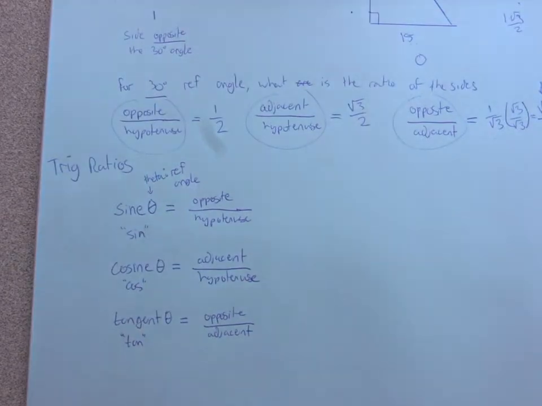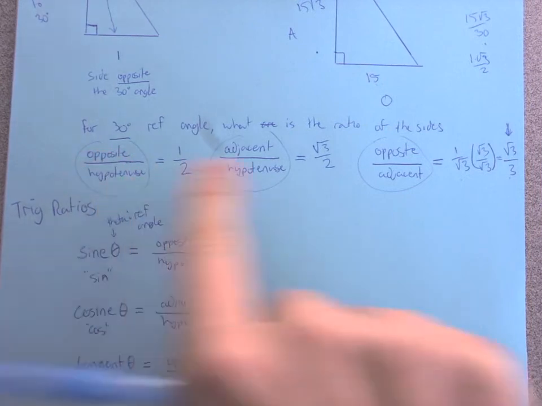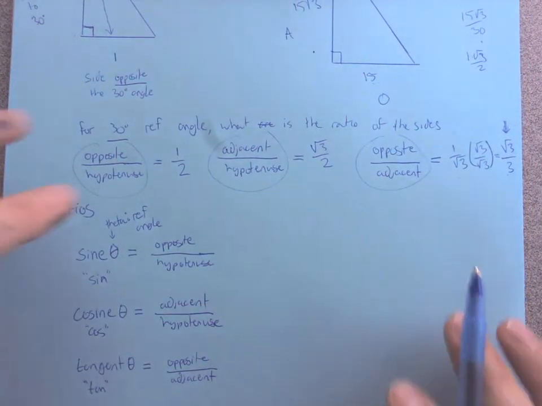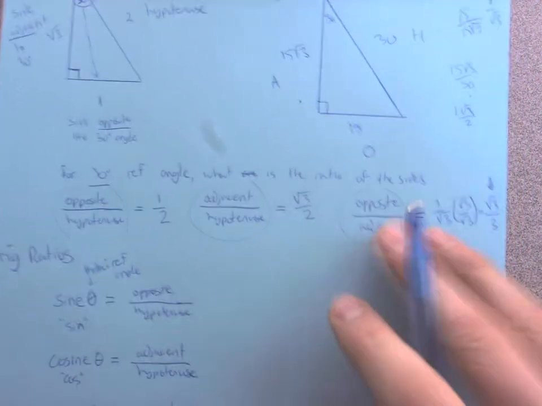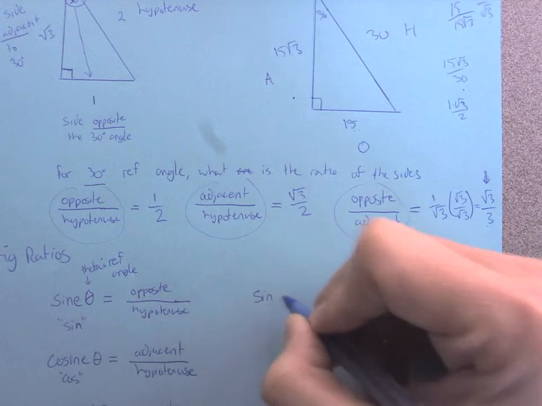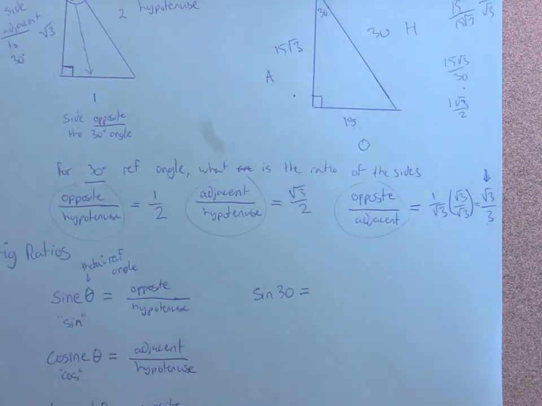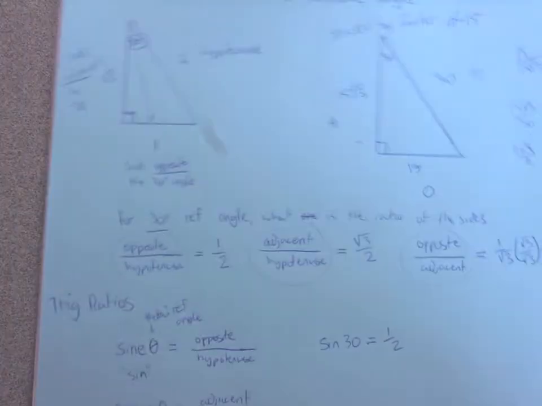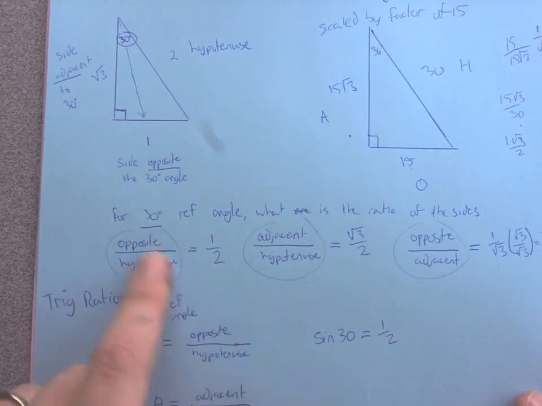Tan for tangent. Okay, so we basically already talked about sine, cosine, and tangent. We just didn't have that language. So how you would write that with the new language is, for this reference angle 30, you would say the sine of 30 equals 1 over 2. For a 30-degree reference angle, the ratio of opposite to hypotenuse is 1/2.